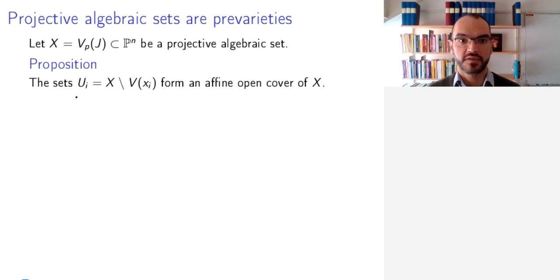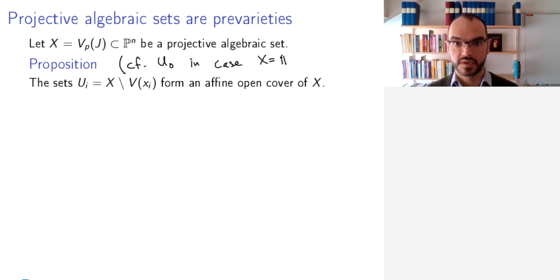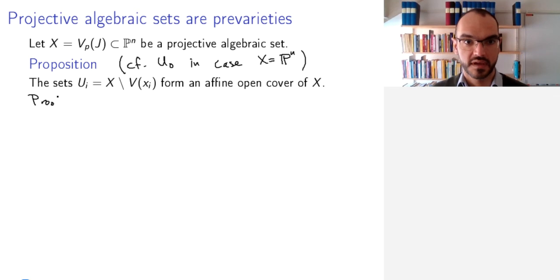So we have already seen U0, so you can compare this to U0 in the case where X is actual Pn. This was the affine slice, so to speak, in Pn. And now we generalize this to Ui and to arbitrary projective algebraic sets X. To prove this proposition, it is enough to prove it for U0 because the coordinates all play the same role. So let's prove it for i equal to 0.